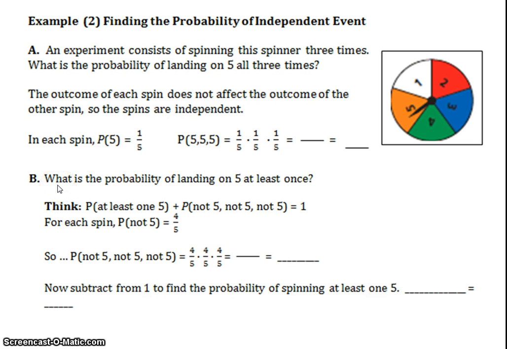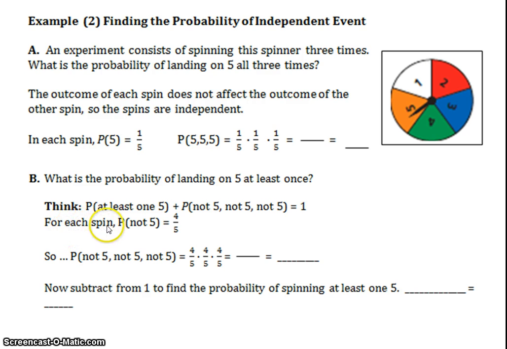In letter B, what is the probability of landing on 5 at least once? Now think about this. The probability of at least 1 five plus the probability of not 5, not 5, and not 5 has to equal 1, because the probability of at least one 5 added to the complement of that, remember, has to equal 1.